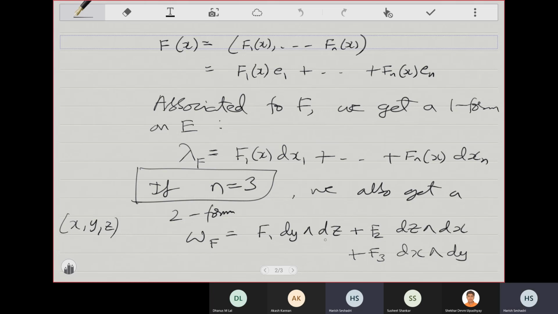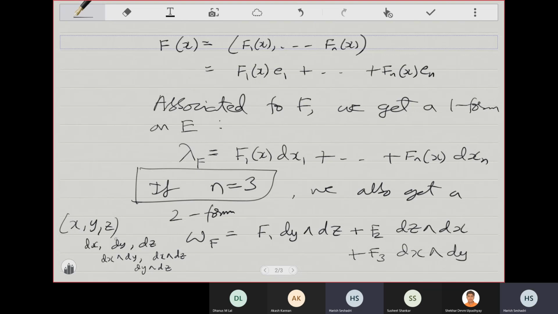It's f1 dy wedge dz plus f2 dz. Now, what I wanted to say was that this is not in its standard form because, see, this dx, if you look at dx, dy, dz, these are the 1 forms. And a basis for 2 forms in terms of the standard forms would be dx wedge dy, then dx wedge dz, and then dy wedge dz, and that's it, right?